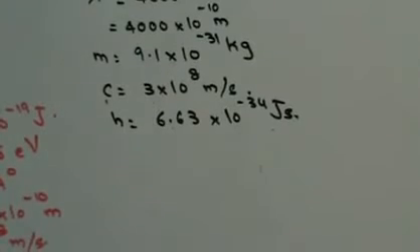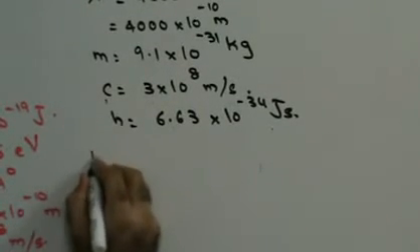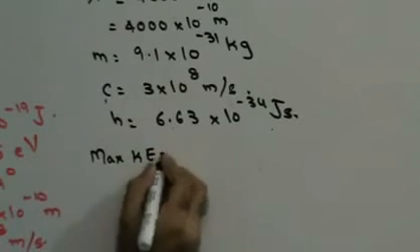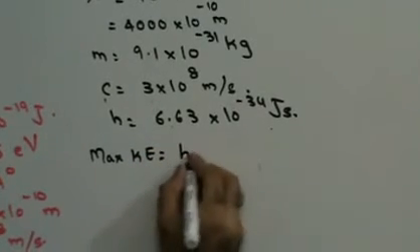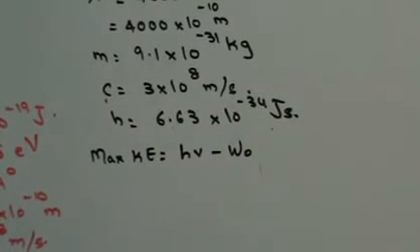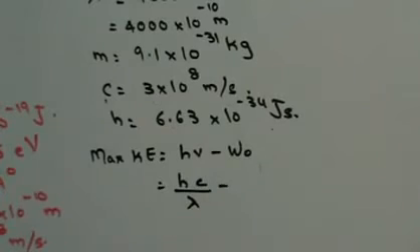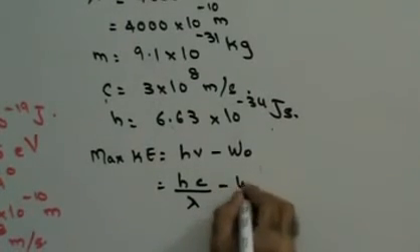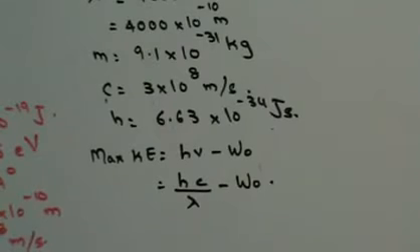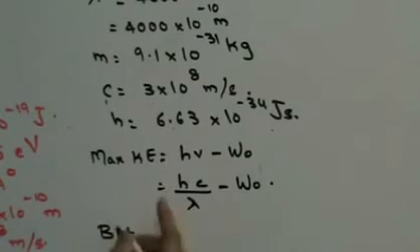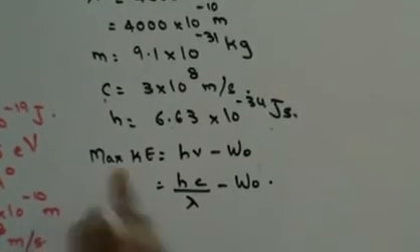Maximum kinetic energy I can find out by using Einstein's equation. I can say that maximum kinetic energy will be the total energy minus the work function. Total energy is nothing but hv minus the work function. v is nothing but c upon lambda. Incident frequency is nothing but velocity of light in air upon wavelength, minus work function. They have directly given you, so I don't need to convert. h, c, lambda, you know, so you'll come to know maximum kinetic energy. This is the first part of the question.